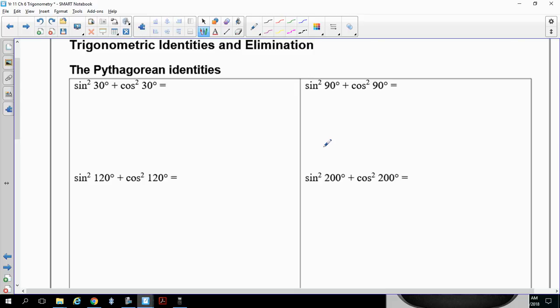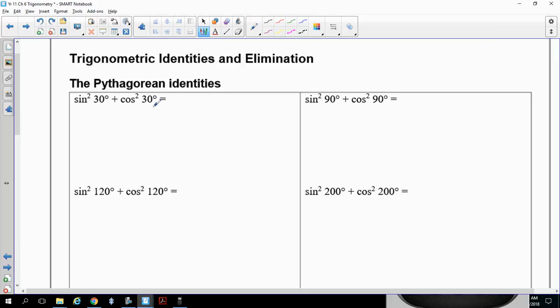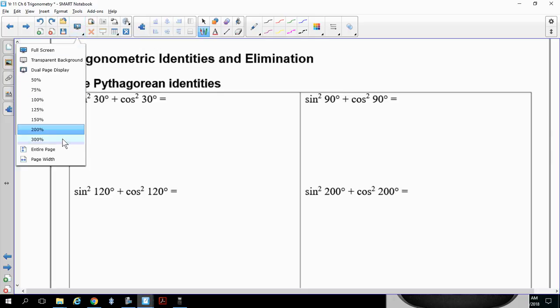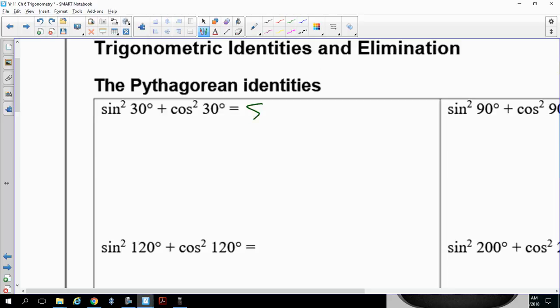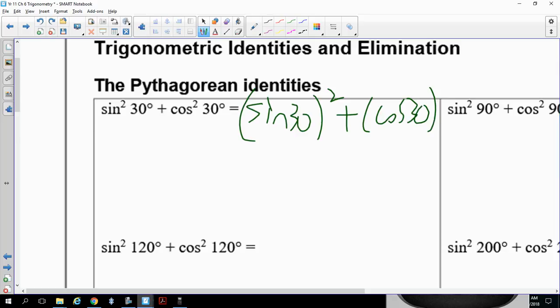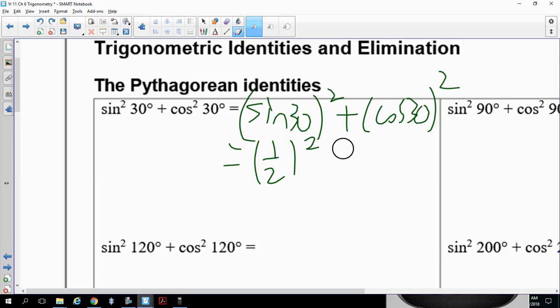Okay, let's look at the last identity you learned in this course for trigonometry. There won't be new ones in year 12, so make sure you remember these for year 12 as well. Let's calculate the first one. Hopefully you remember the exact values. What's sine 30? Half. What's cos 30? Root 3 over 2. And if I square both, let's see what we get. A quarter plus 3/4. What's that equal to? 1.